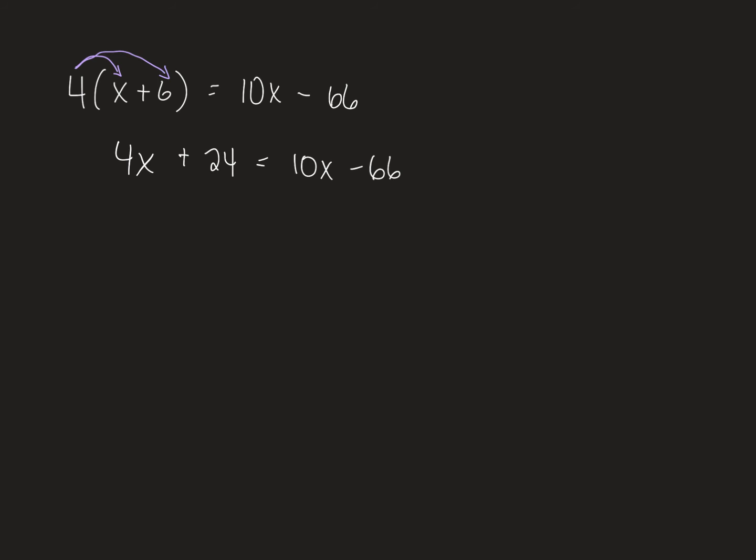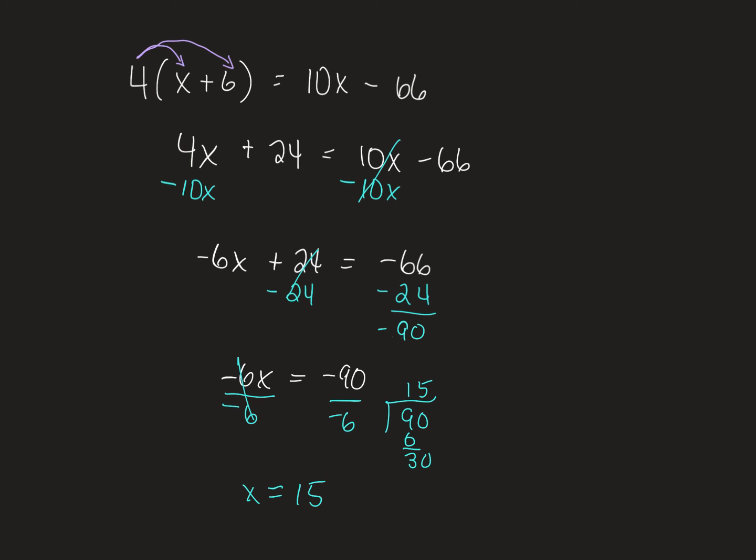Now I'm ready to do what we've been doing. Pause the video, try to go straight through all the way to the answer, and let's see if we match answers. I got 15. X equals 15. Did you also get that? So did you subtract 10x and get negative 6x? Did you subtract 24 and get a negative 90? Did you divide by 6 and get a 15 and two negatives make a positive?